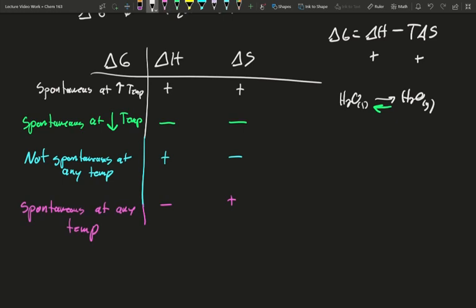Thanks to the Gibbs free energy expression, we can look at just the entropy and enthalpy for the reaction to determine whether it will be spontaneous, whether it will be non-spontaneous, or whether it will be temperature-dependent spontaneity.